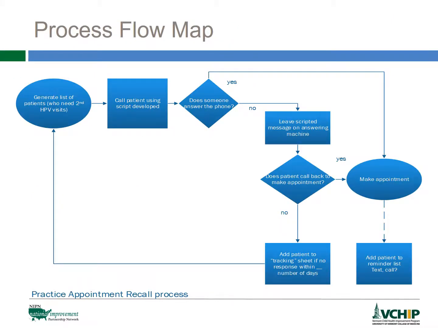If yes, they're going to make an appointment for that child to receive the vaccine. If no one answered the phone, you'll leave that scripted message on the answering machine. If they call back, again, you make that appointment. If they don't call back, you're going to add the patient to a tracking sheet if there's no response to the message within a few days, and they would then be called again.